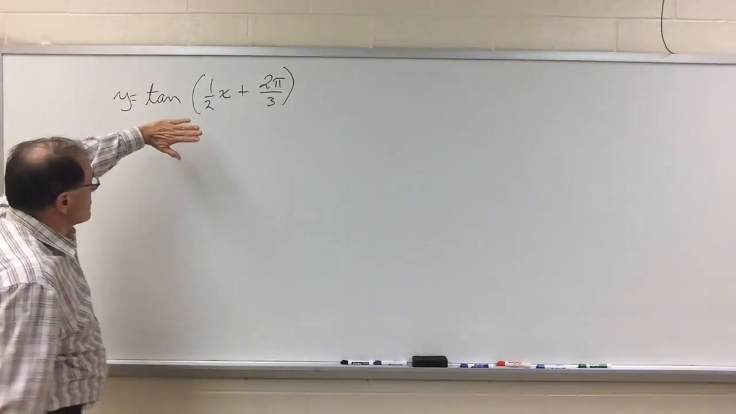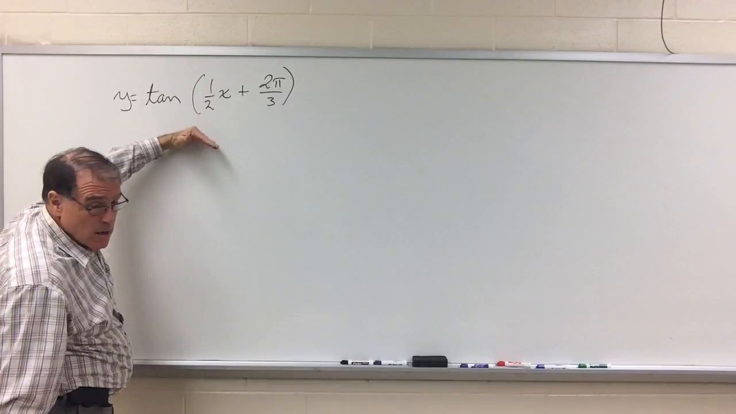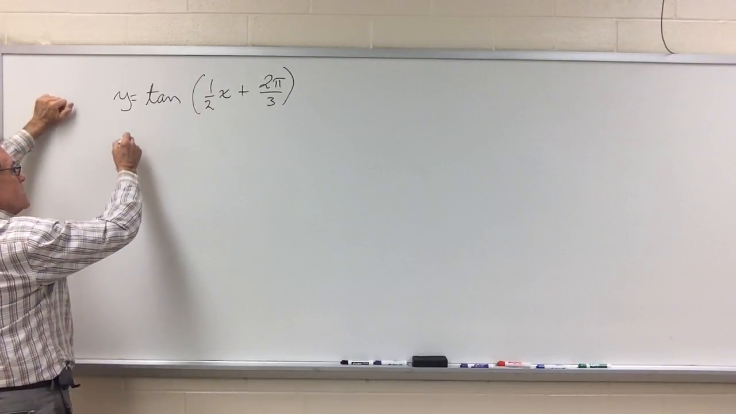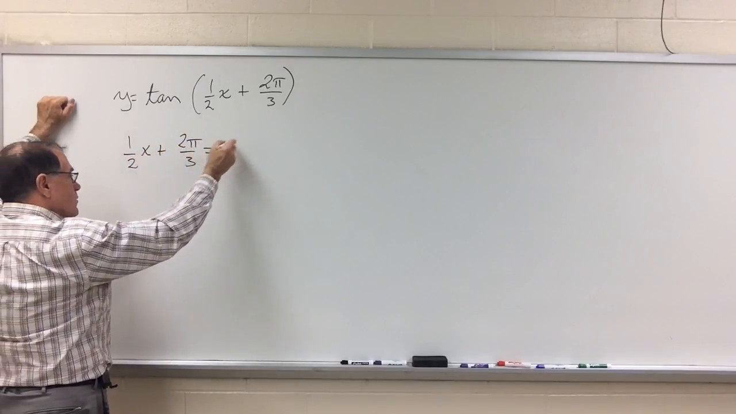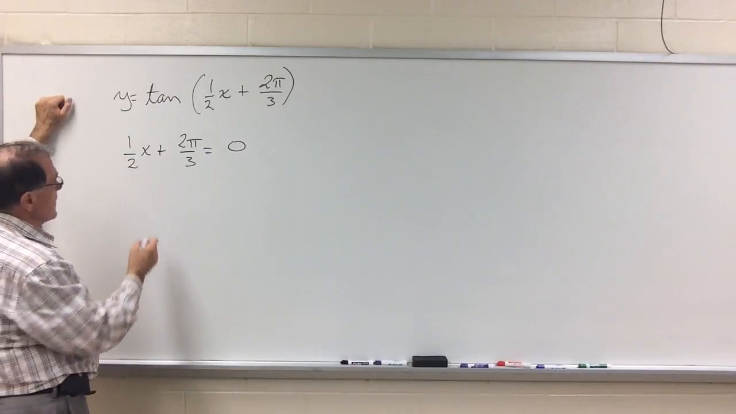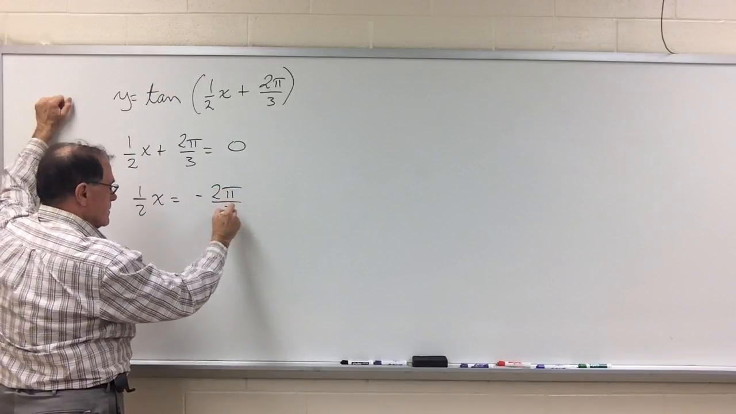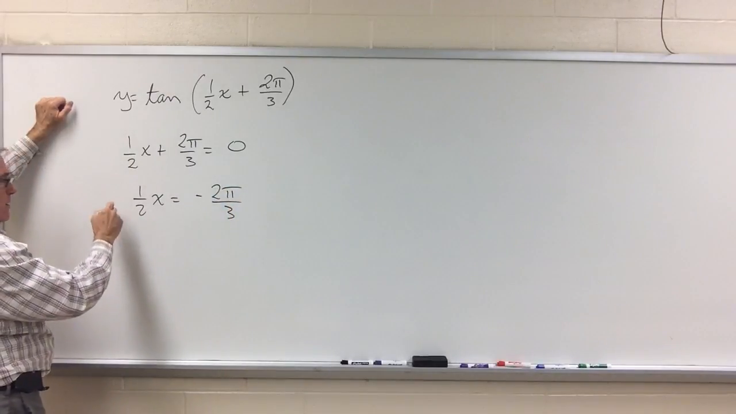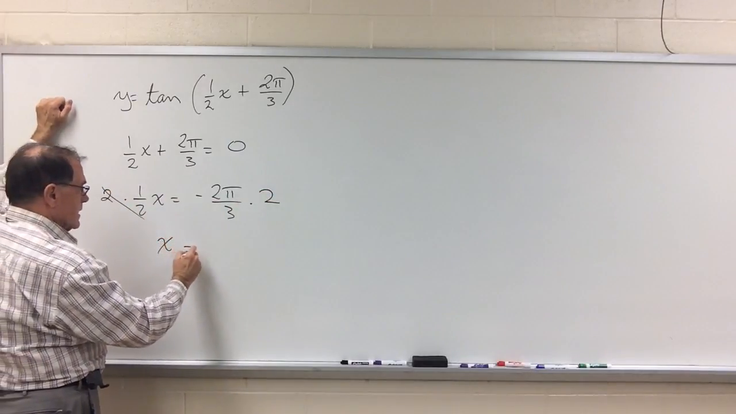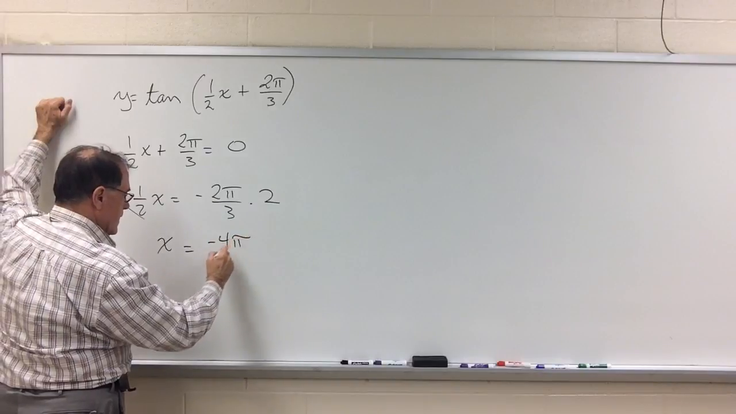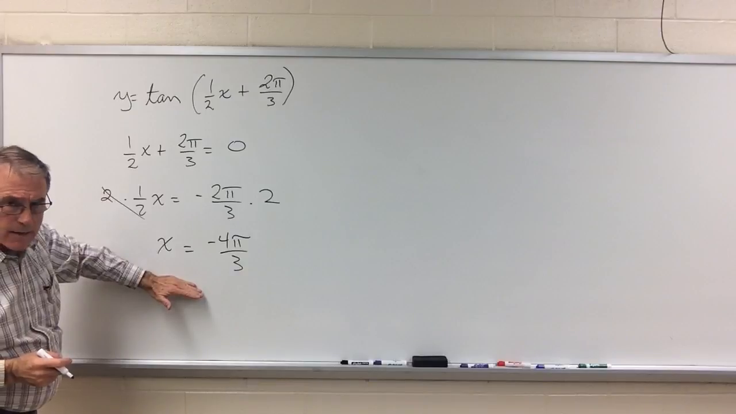Now remember, this function will start its cycle, I'm thinking sine and cosine, when the angle is 0, when 1/2 x plus 2 pi thirds is equal to 0. I'm going to solve for x. So 1/2 x is negative 2 pi thirds. We'll multiply both sides by 2. And when I do, x is negative 4 pi thirds. So this is where this function is starting its cycle.